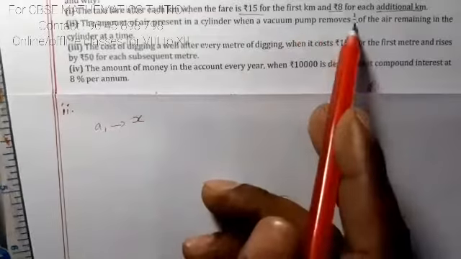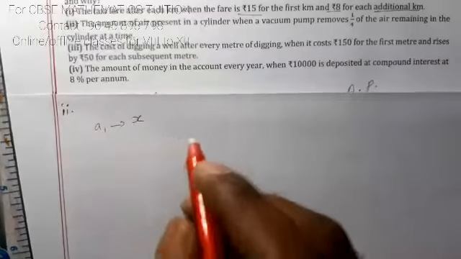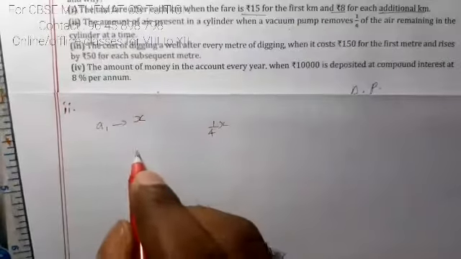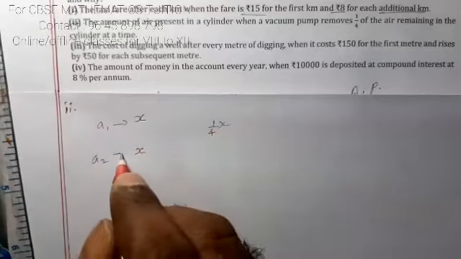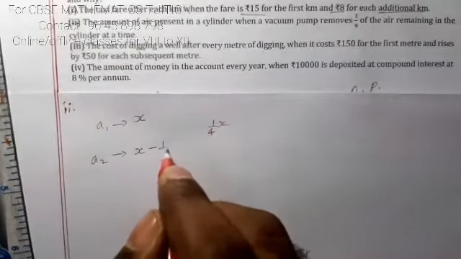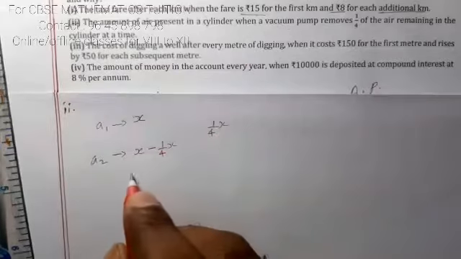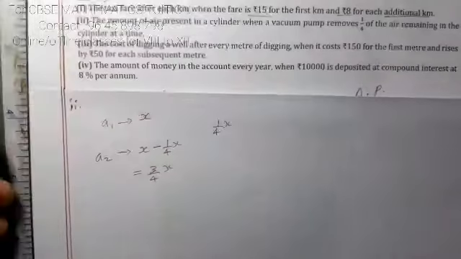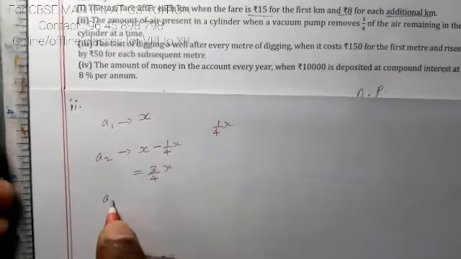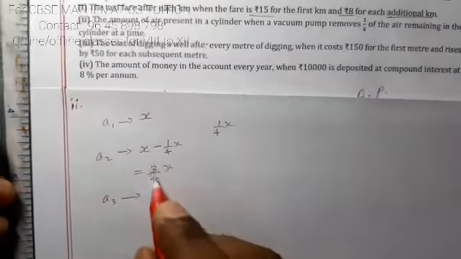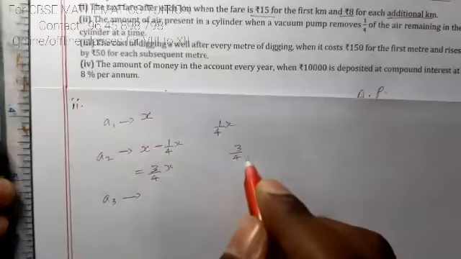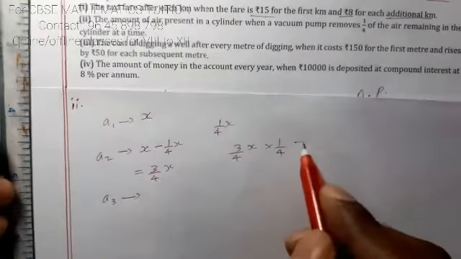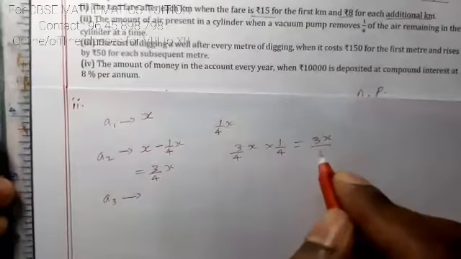Now the vacuum pump removes 1/4 of this, that means 1/4 of X, 1/4 into X. That is removed, which means a new term. Second term A2 is equal to X minus 1/4 of X. So it will be equal to 3/4 X. Similarly, in the third case, again from this remaining air, its 1/4 will be removed. So it will be equal to 3X by 16.